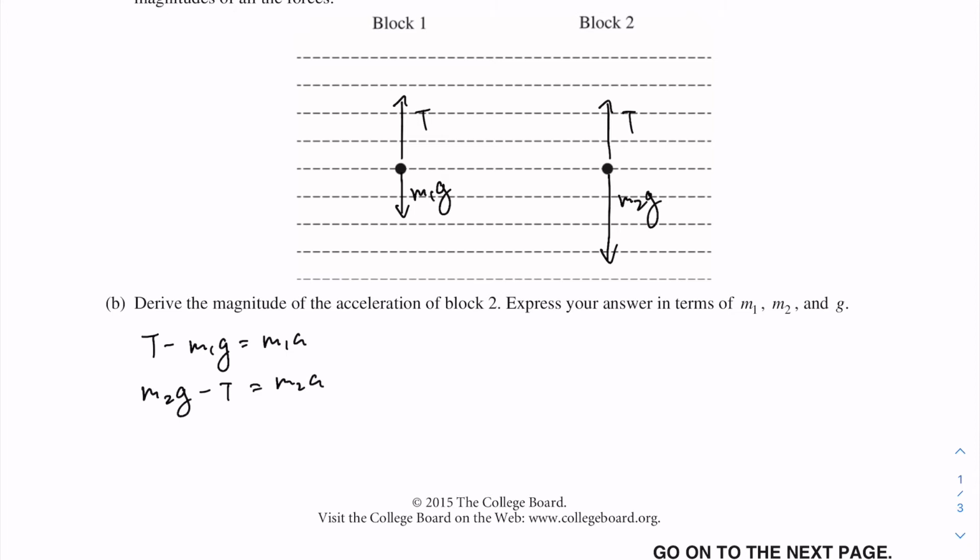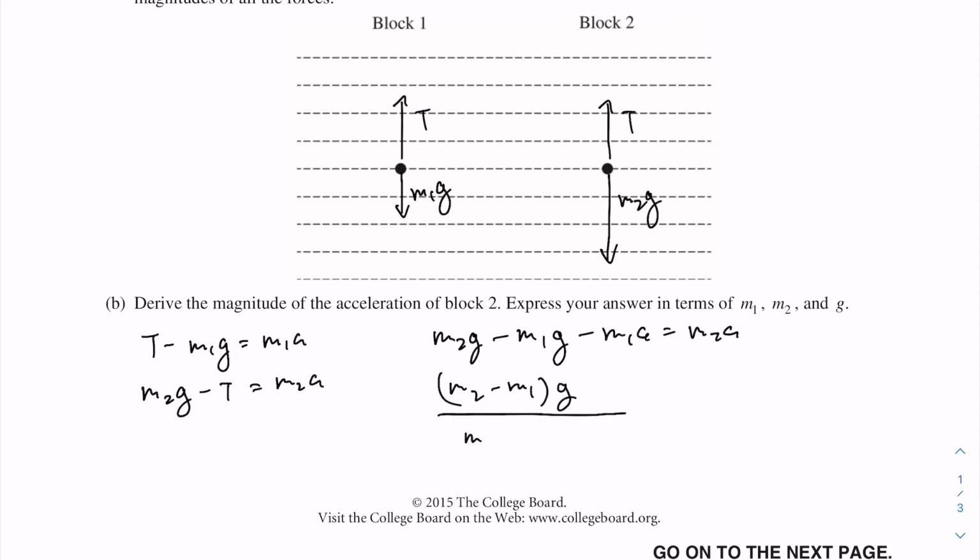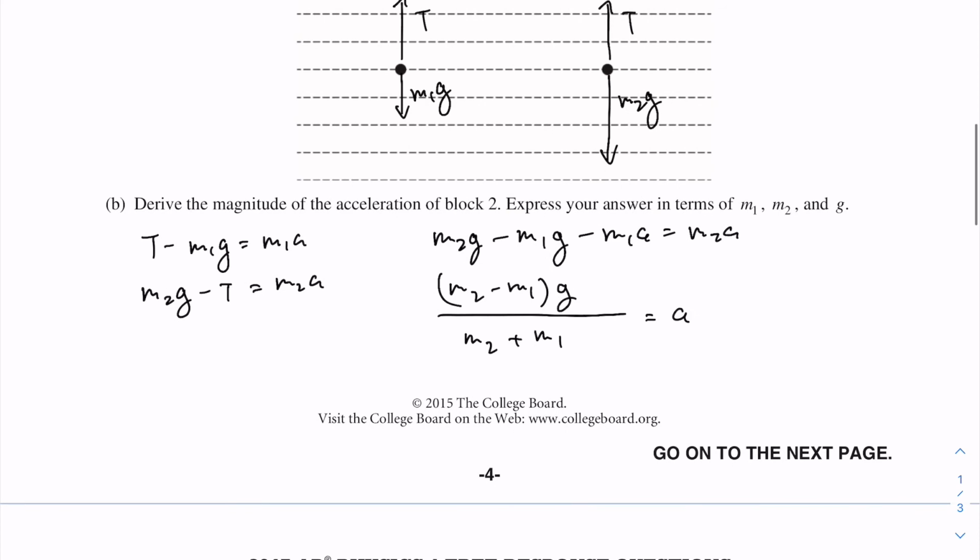Once we solve for tension and plug it into the bottom equation, we get something like this: m2g minus m1g minus m1a is equal to m2a. Now if we solve this for acceleration, we'll get something like this: m2 minus m1 times g over m2 plus m1 is equal to a. And that's the acceleration of the system, which is also the acceleration of block 2.